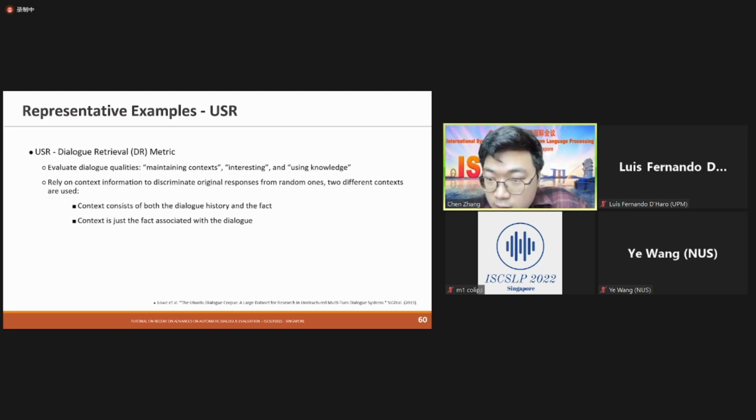So the first setting is that the context consists of both the dialogue history and the fact, and they use this information to train the metric to tell whether the response is maintaining the context, as well as whether the response is interesting or not. The second setting is they just introduce the fact into the context without the dialogue history. They use this kind of setting to train models to evaluate the using knowledge dimension.